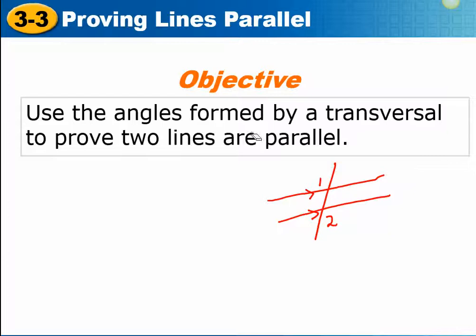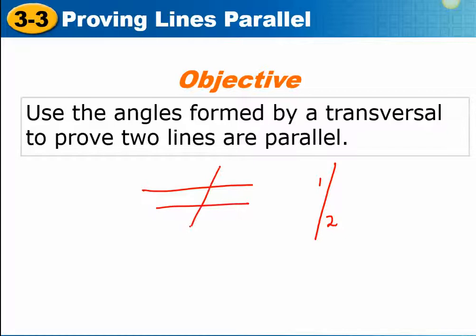So in section 2, we first started with two parallel lines cut by a transversal, and then we knew the lines were parallel, and then we learned things about the angles. Like we learned that corresponding angles would be congruent, alternate interior angles would be congruent, alternate exterior angles would be congruent, and same side interior angles would be supplementary.